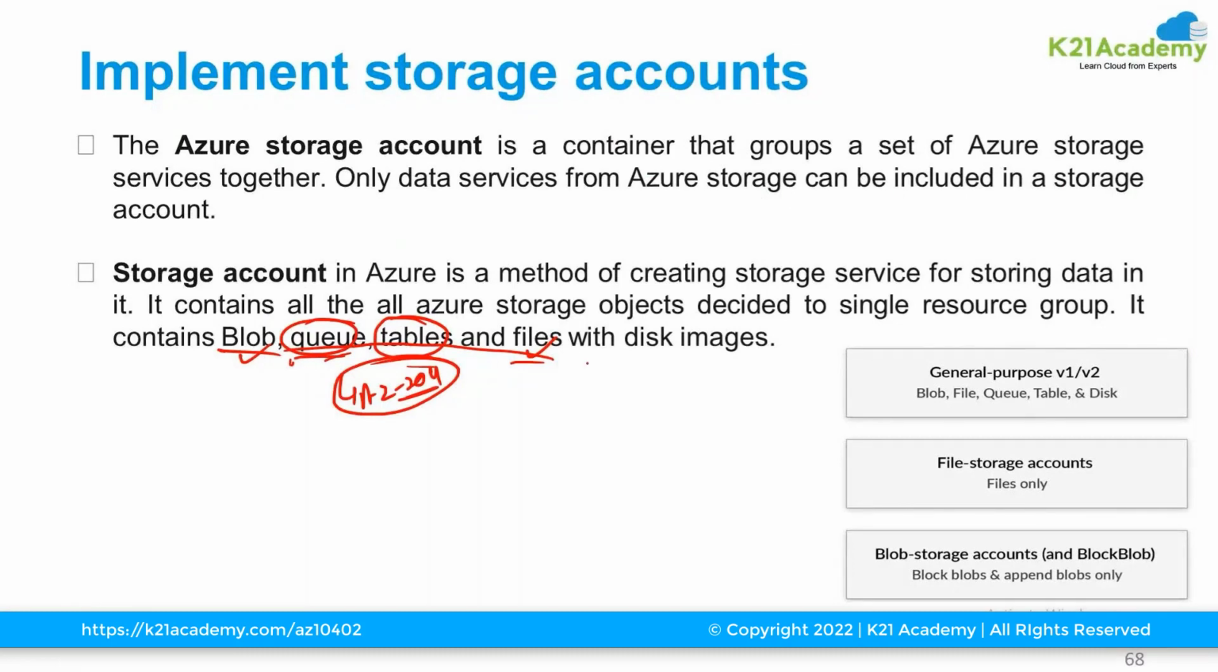There are different types of storage account. General purpose V1 and V2 give you all the services. If you select a file storage account, you will get the files service only. If you select a blob storage type of account, only block blob and append blob will be available. There is one more blob called page blob, which is where your operating system disk and your data disk will be kept, in .vhd format. Majorly, the operating system disk will be part of your page blob. I think I have discussed very thoroughly why exactly this happens.